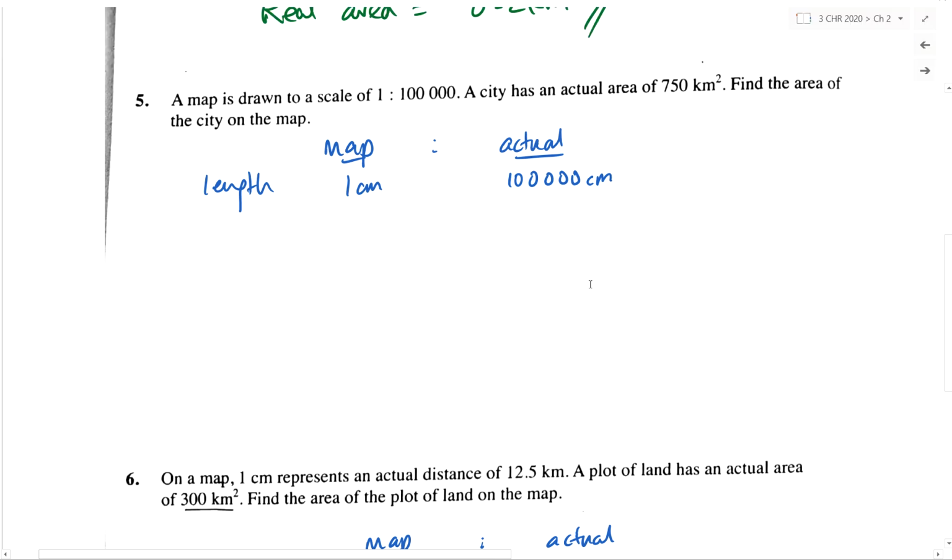Now we are dealing with areas. A map drawn to scale 1 to 100,000. So when the question gives you the map scale, it is always in length. This part is for the length. Okay, please write it down in your workbook in the question. This is always for length.